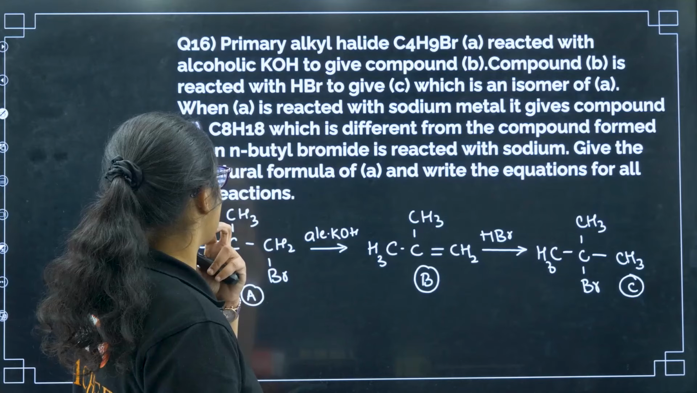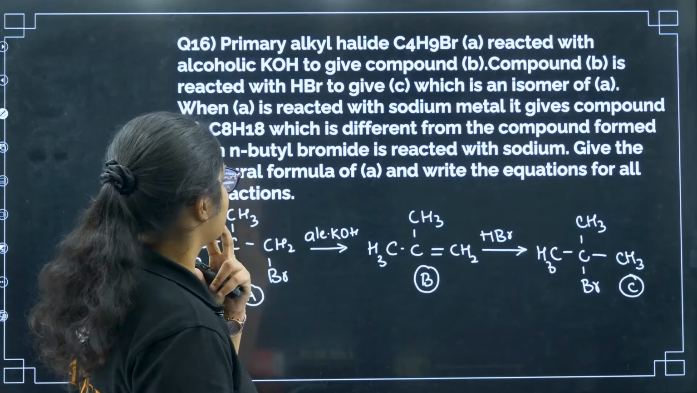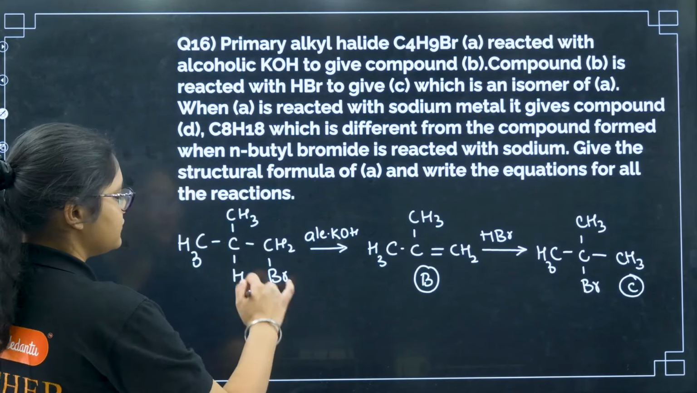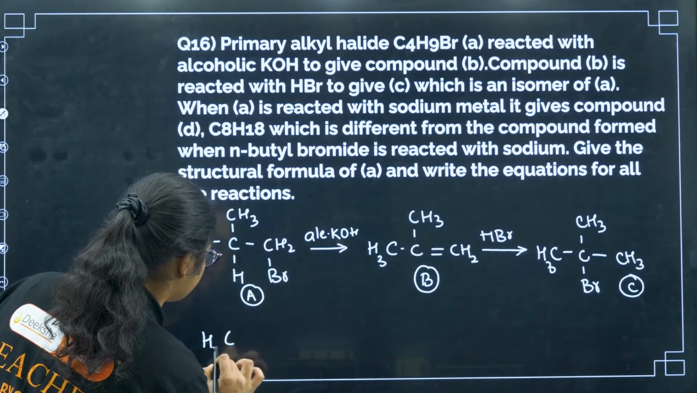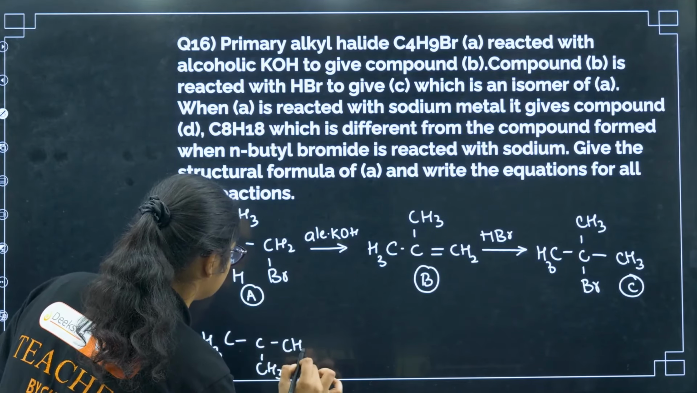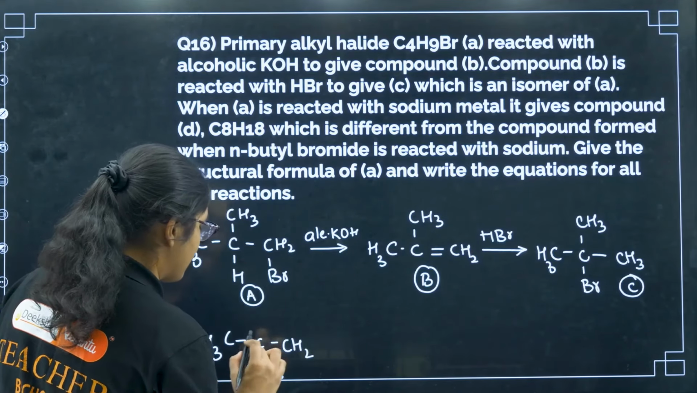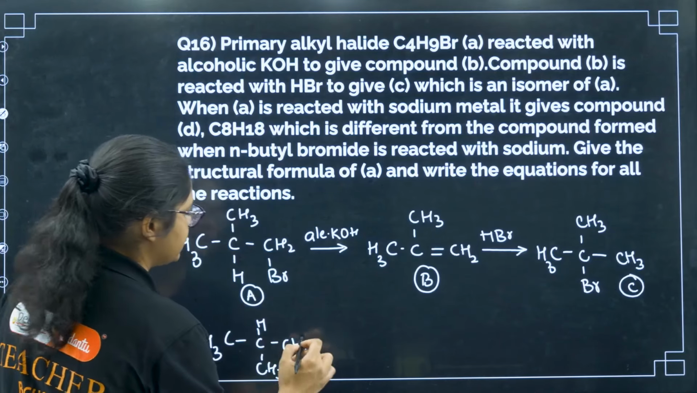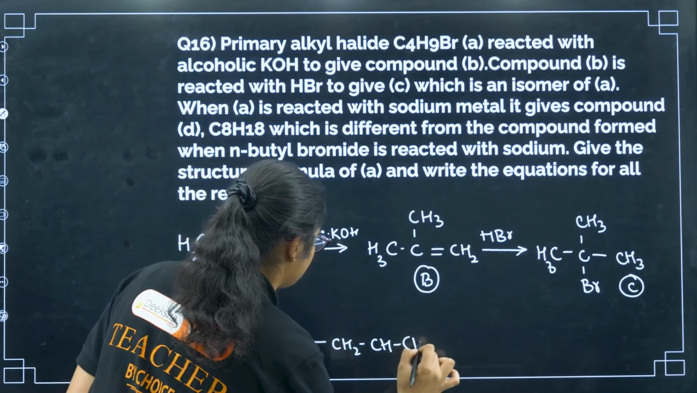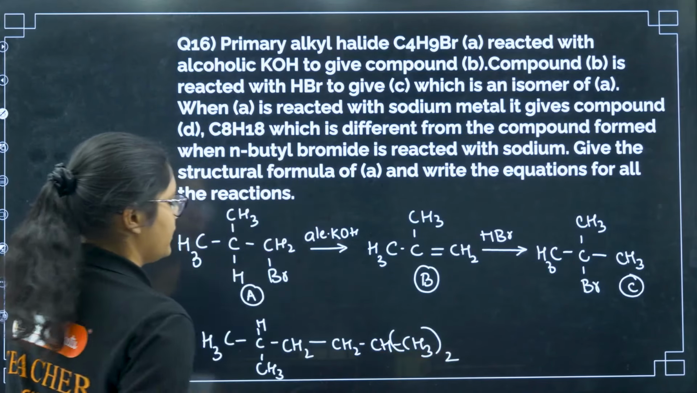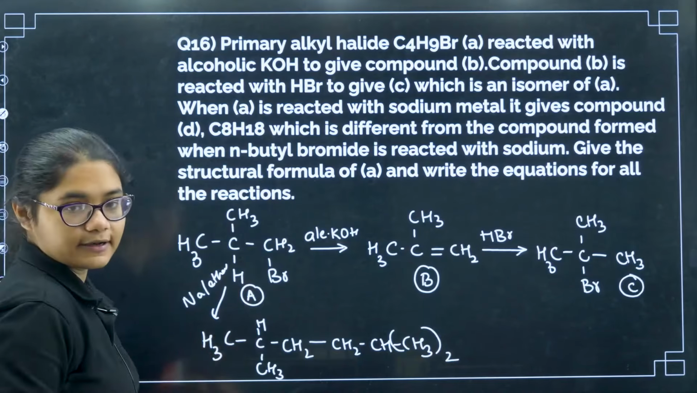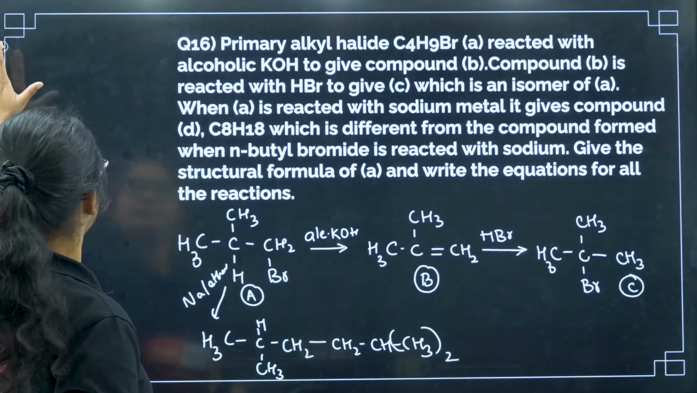Next, what is there? Compound D. So now if this one is reacted with sodium, Wurtz reaction will happen, so we will have a product like this, CH3 C CH3 CH2, I'll write H here, CH2, then here again this one is connected like this. Okay, and this one is your sodium and ether. Clear? Okay, next question number 17.